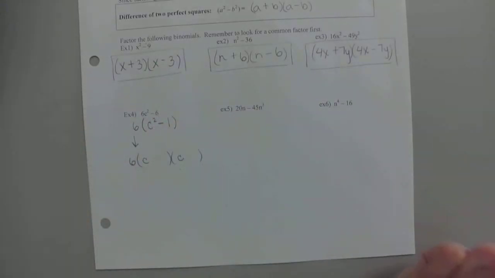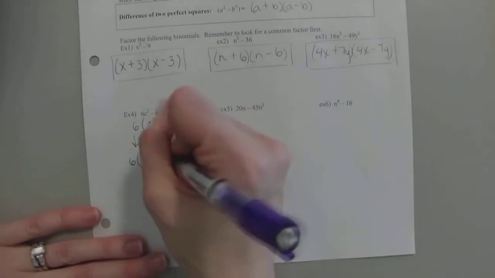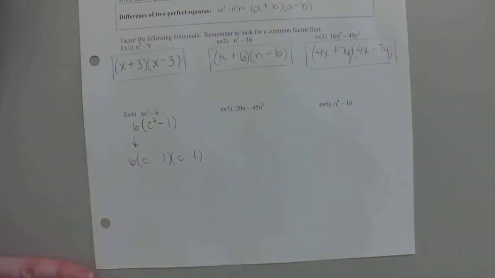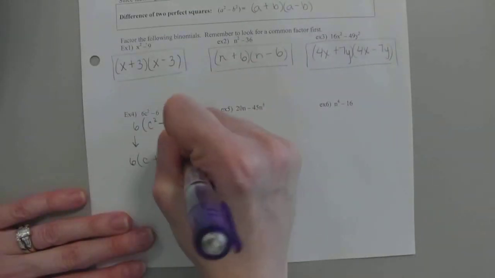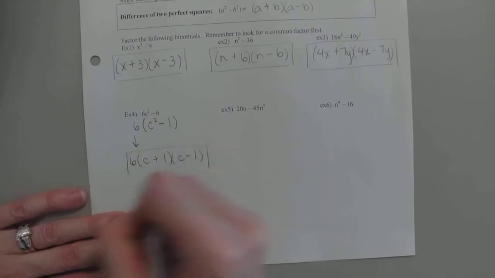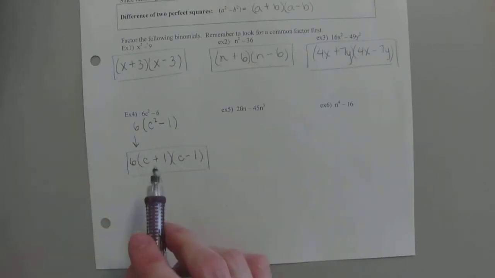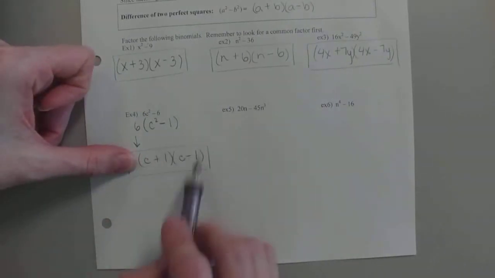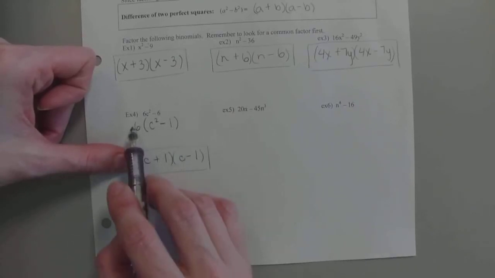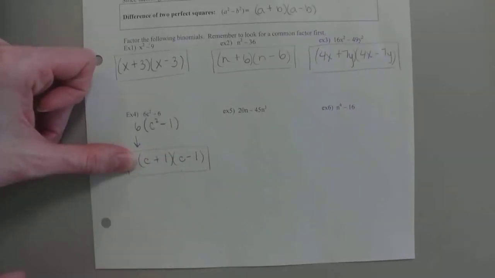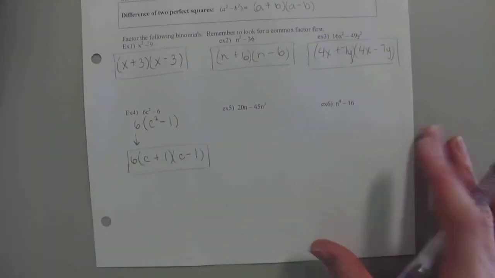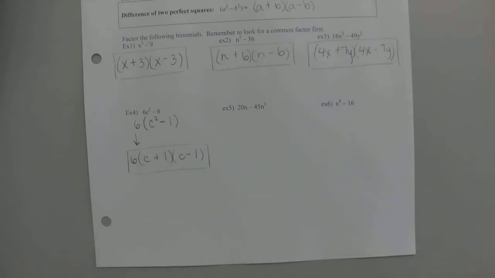What's the square root of c squared? C. Oh, well, that's weird. What's the square root of 1? 1. What do I need for the middle terms to cancel out? Positive and a negative. You just cancel that. Weird. And if you wanted to check it, you leave the 6 for last. You FOIL it and you get c squared minus 1. Then you distribute the 6 back in and you get your original.